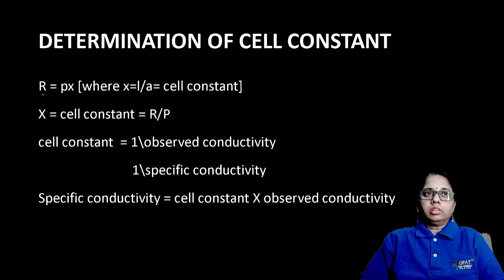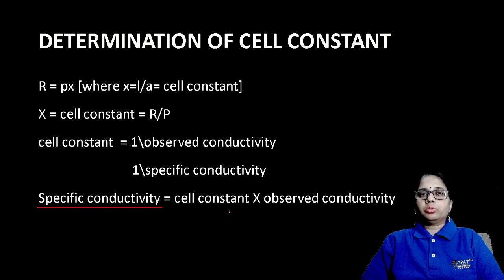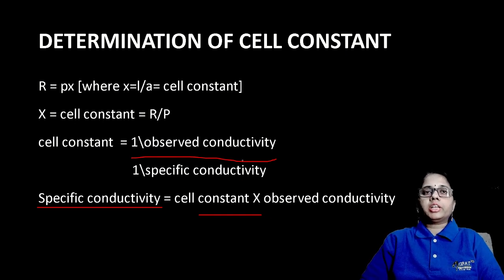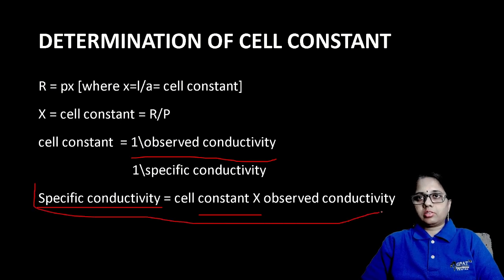Here the cell constant is expressed in terms of 1 by observed conductivity divided by 1 by specific conductivity. So the specific conductivity formula is written as cell constant into observed conductivity. Cell constant equals 1 by observed conductivity divided by 1 by specific conductivity, so specific conductivity comes to the upside, and specific conductivity equals cell constant into observed conductivity. So finally the formula comes like this. Don't get confused here, some line has been missed.